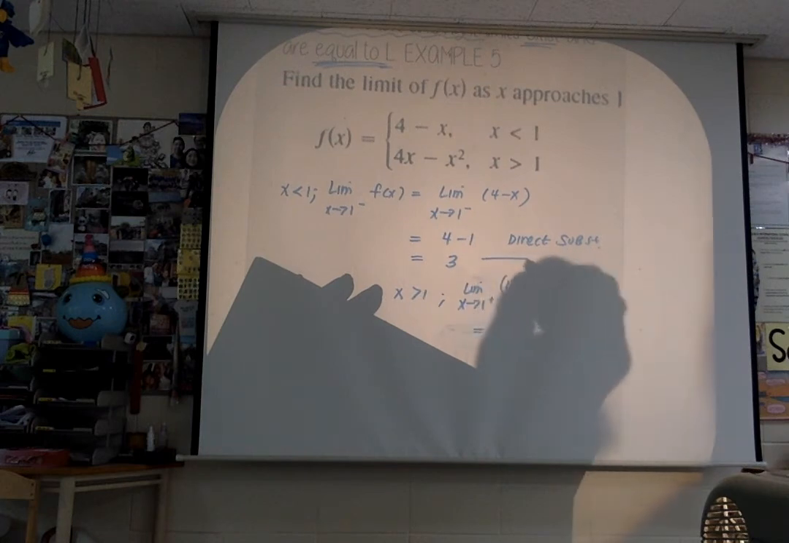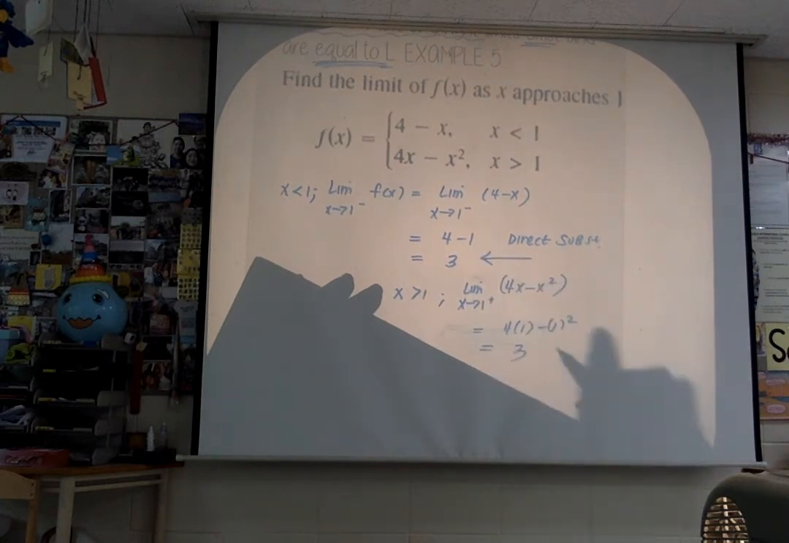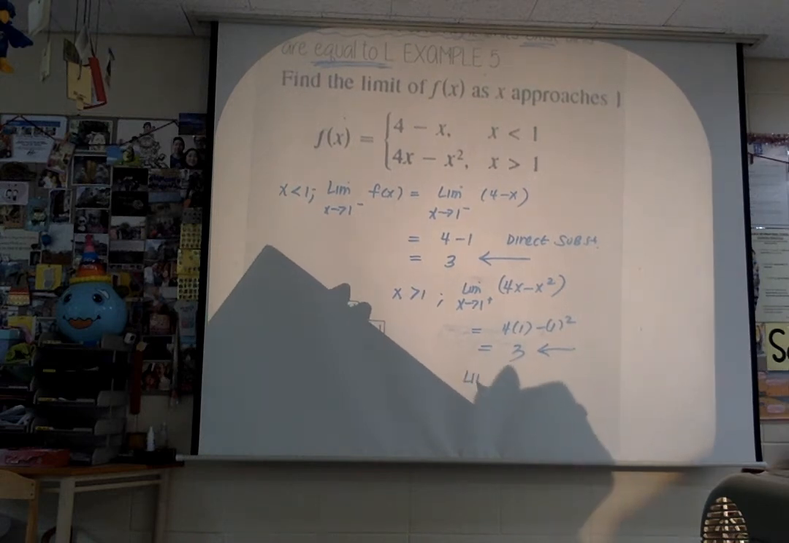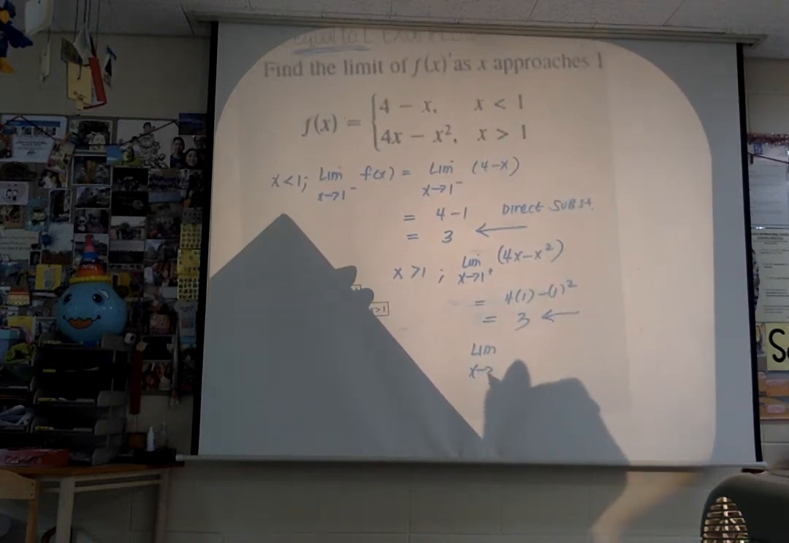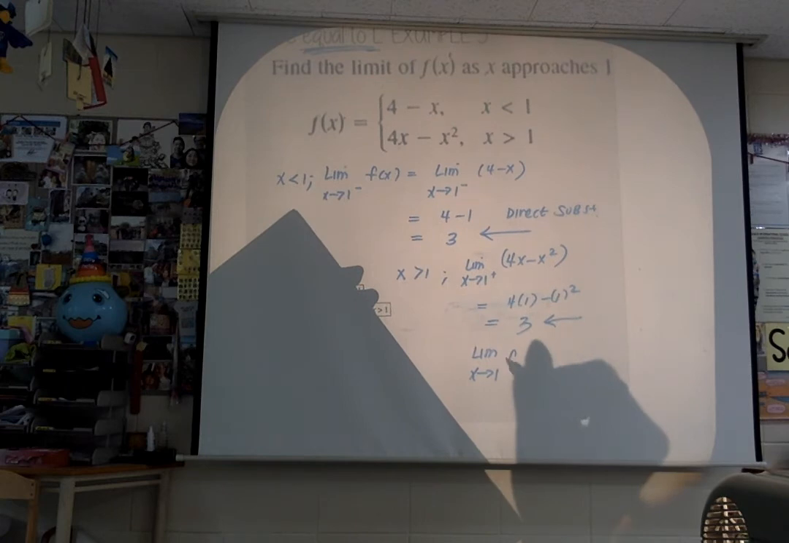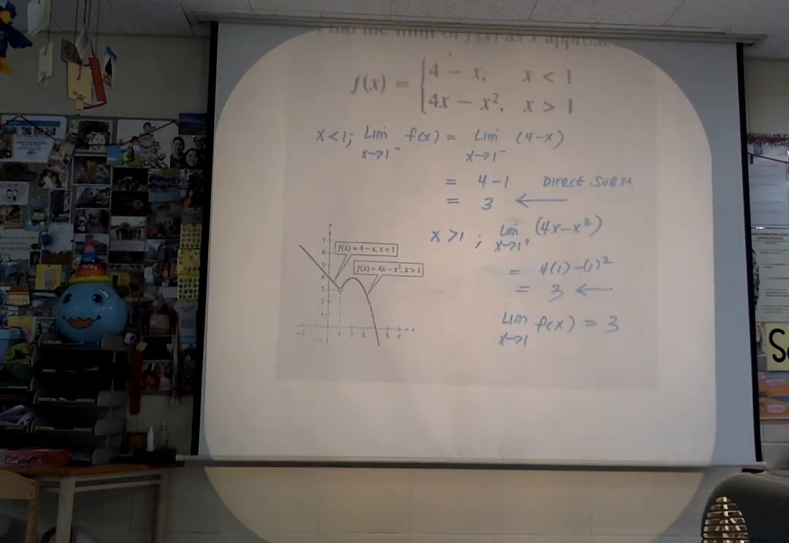So now, as it comes from the left, it's 3. As it comes from the right, it's 3. So what can we say about the limit? We say the limit as x approaches 1 is going to be 3, okay? And we can verify that from this graph here. All right, try that.